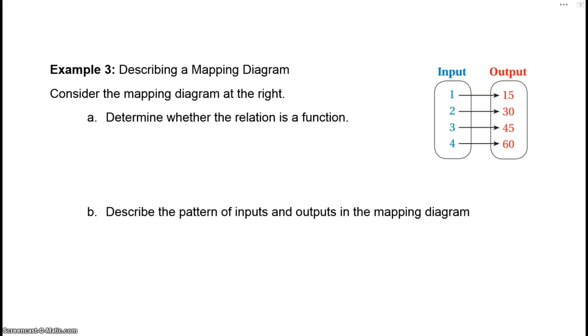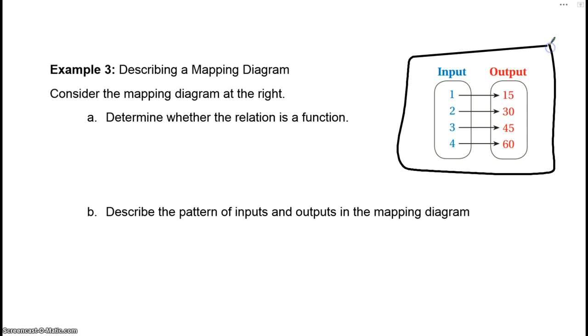Example 3 wants you to describe this mapping diagram. I need to consider this diagram over here, and I need to determine whether the relation is a function. Each input has exactly one output, so yes, it is a function. And then it wants me to describe the pattern of inputs and outputs.